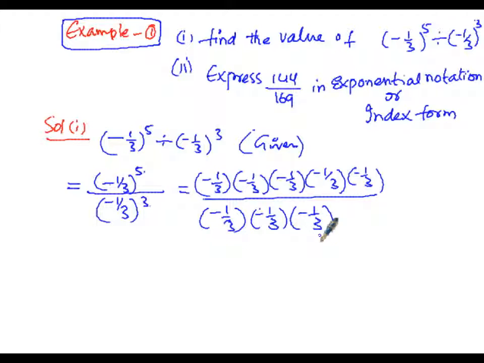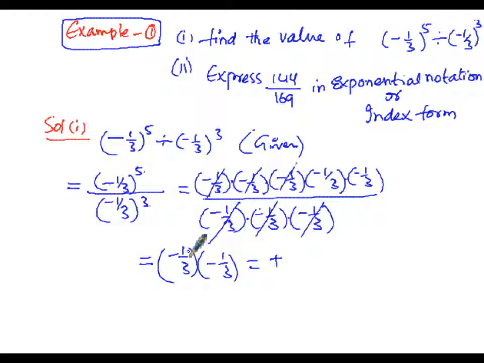Since the operation in between is multiplication, we can cancel (-1/3) in the numerator with (-1/3) in the denominator. Similarly, another (-1/3) in the denominator and in the numerator, and one more (-1/3) in the denominator and in the numerator get cancelled. So only (-1/3) into one more (-1/3) is left over. Then that equals, minus of minus is plus.